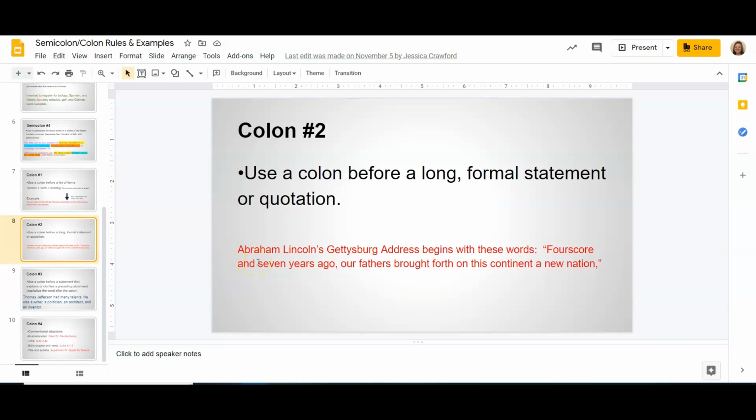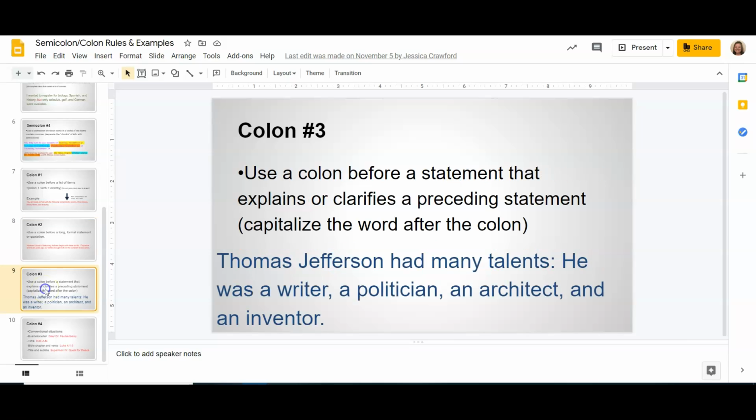Colon rule number 2 is if we have a long formal quotation. So here in my paper, I'm getting ready to quote Abe Lincoln's Gettysburg Address. And my sentence says, Abraham Lincoln's Gettysburg Address begins with these words, colon. And then I would continue on to my long formal quotation. That's it.